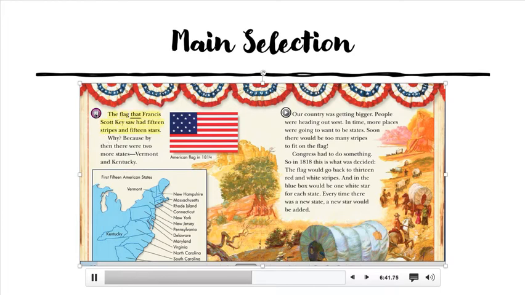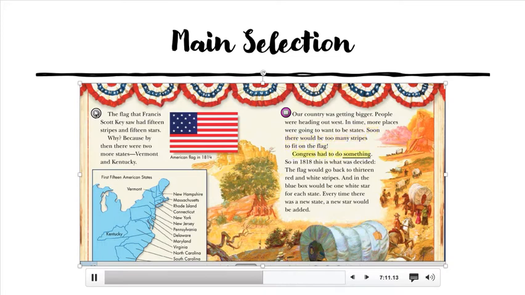The flag that Francis Scott Key saw had 15 stripes and 15 stars. Why? Because by then there were two more states, Vermont and Kentucky. Our country was getting bigger. People were heading out west. In time, more places were going to want to be states. Soon, there would be too many stripes to fit on the flag.